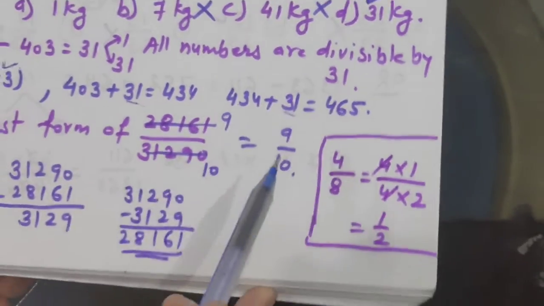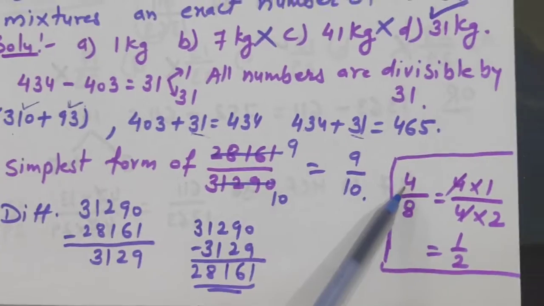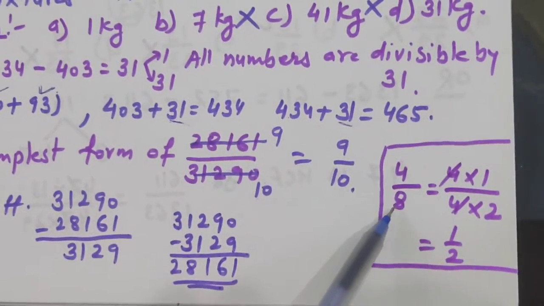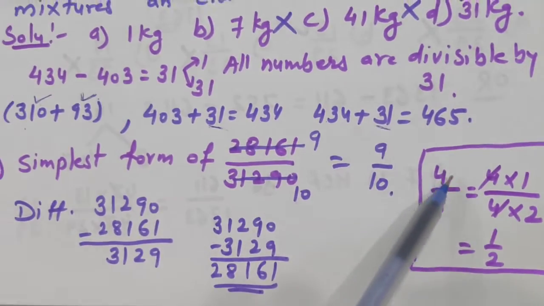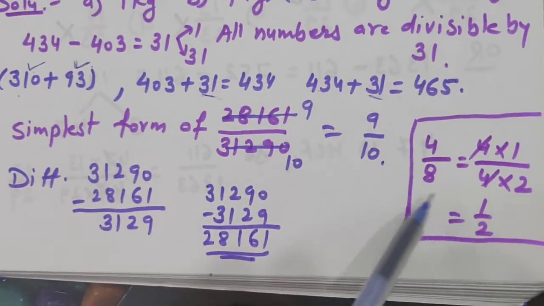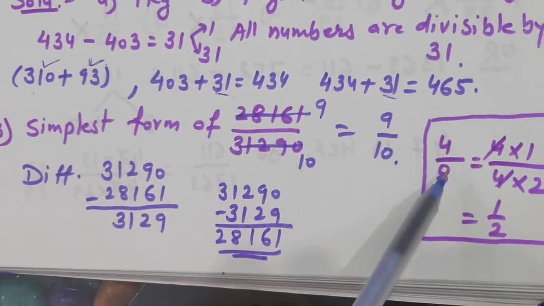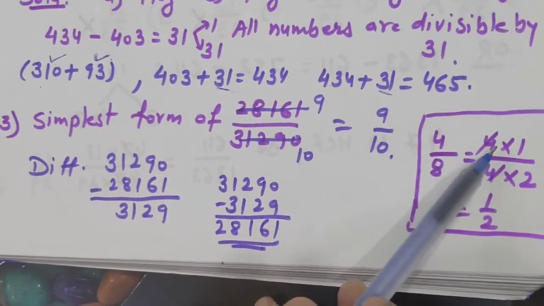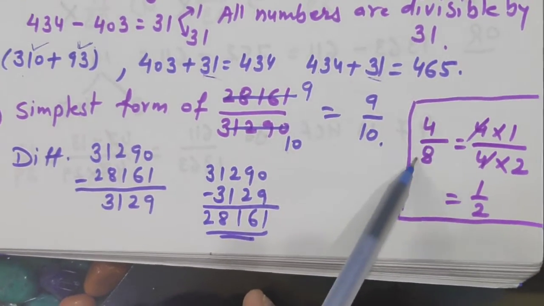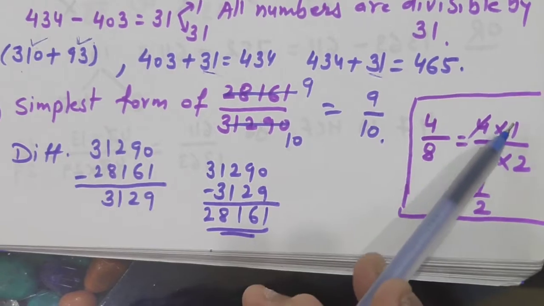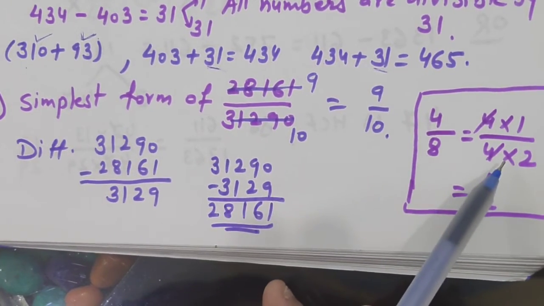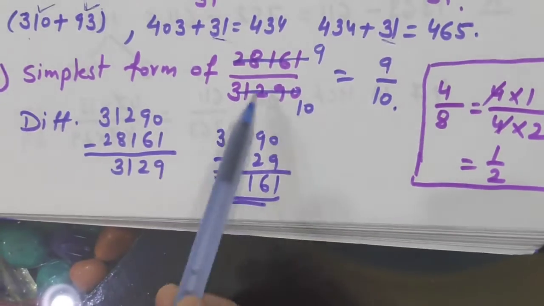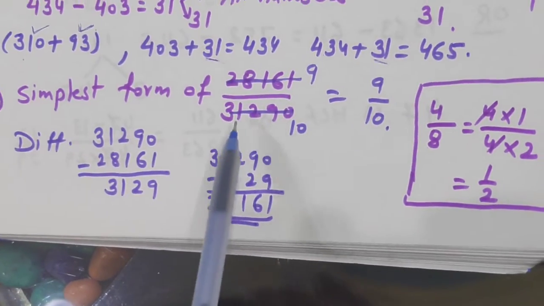So here you can see with the smallest example, like 4 upon 8. Exactly what we do? We cancel it with 4. 4 ones are 4 and 4 twos are 8, right? So what exactly we are doing? We are taking the HCF. HCF of 4 and 8 is 4. So 4 into 1 and 4 into 2. We are cancelling that HCF. So exactly here we need to find the HCF only.